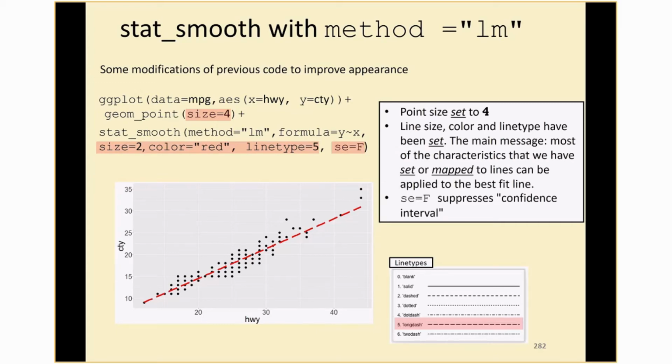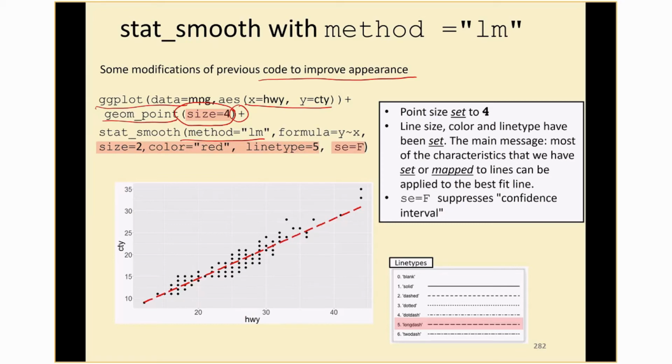So this is essentially the same code as before, but with a few little modifications to improve the appearance. So there's my plotting function, specify the x and y mappings. All I've done here is inside geom_point, I've set the size equal to 4 to make these markers a little bit larger. Then I add as a layer my stat_smooth, method equals lm, formula y tilde x. That's pretty much required. Then I'm going to do some additional settings because recall that with stat_smooth, the default geom is a line.